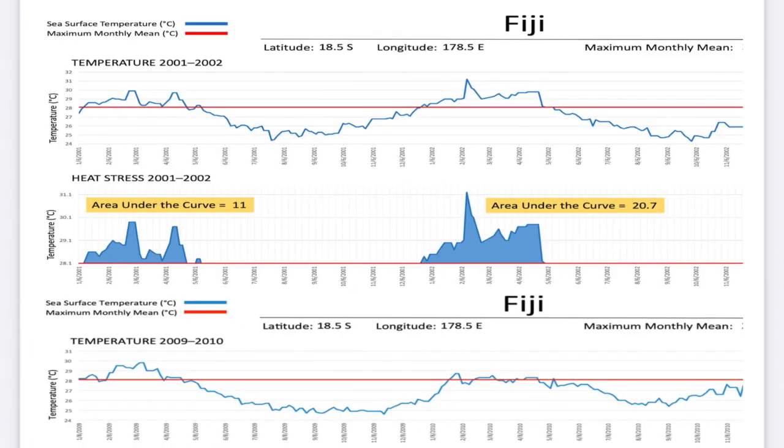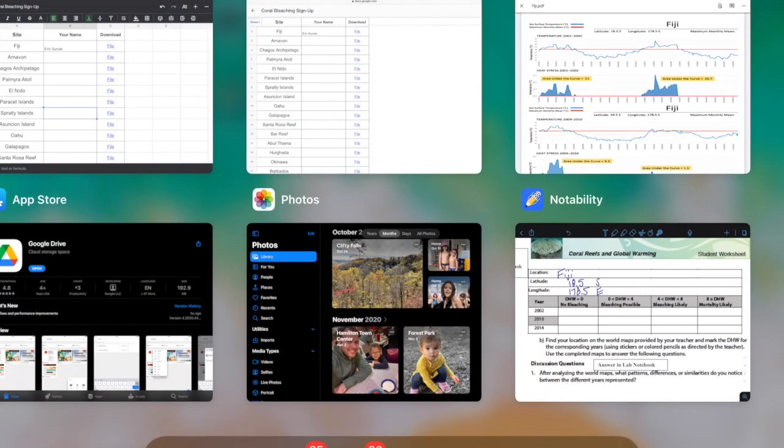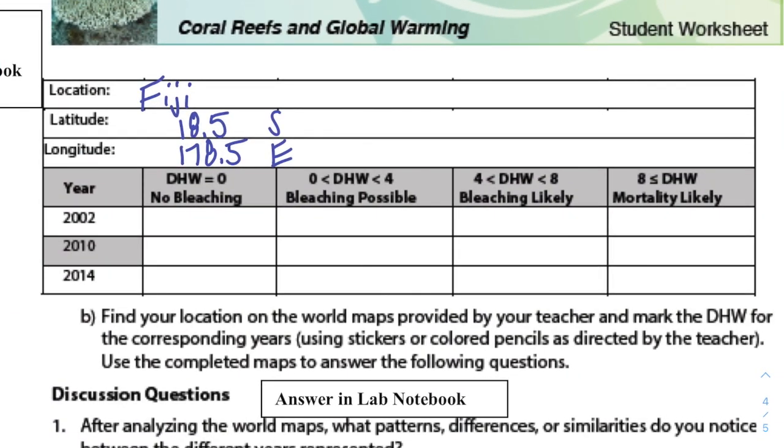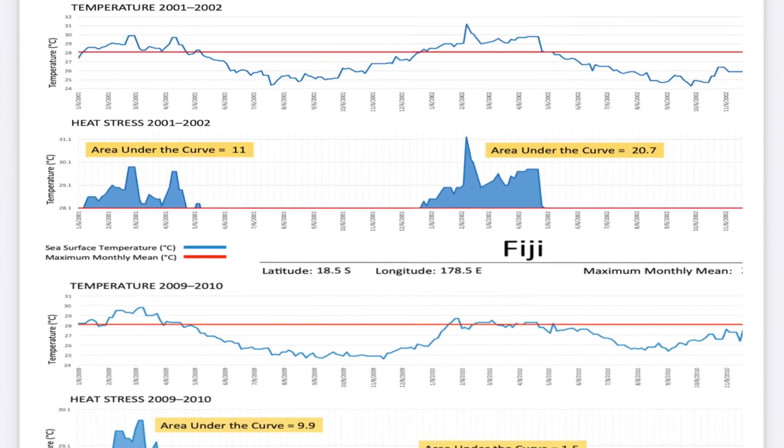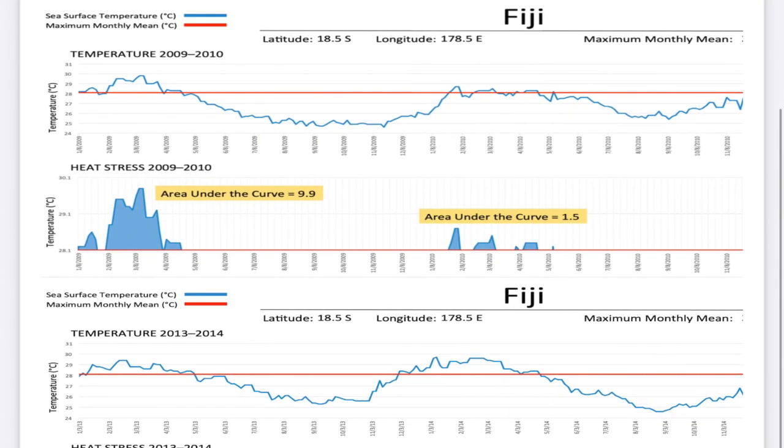And so what you'll do is look at this. And so we're looking at 2002. So remember, you got to be careful. You're looking at the one on the right for all of these. And so it looks like 20.7 was in 2002. So we go over here to 2002 and we put 20.7. Holy cow. In 2002, that coral likely died in that time period.